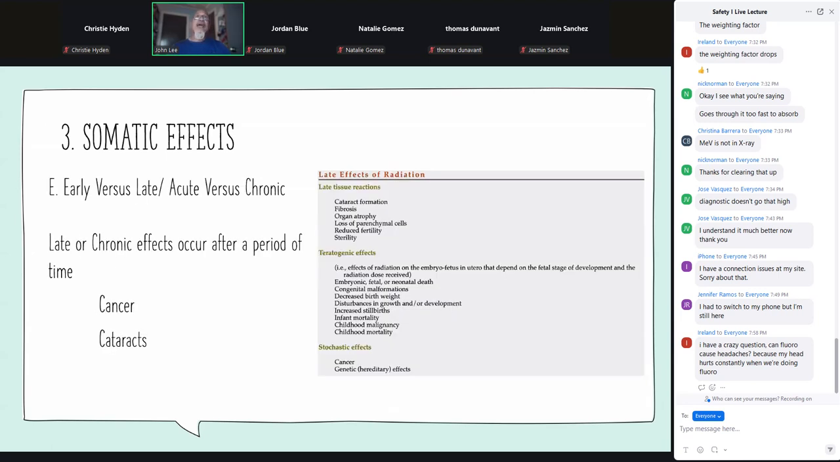Later chronic effects are going to occur after a period of time. These are typically your cancers and cataracts. And Bouchon gives us a really good chart and breakdown of the late tissue reactions, teratogenic effects, and stochastic effects. These are our breakdowns here.